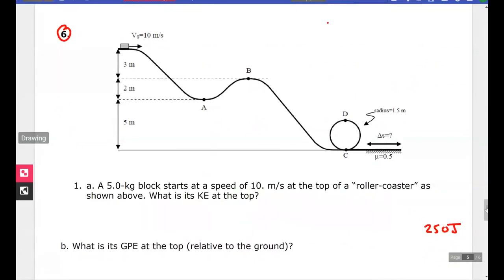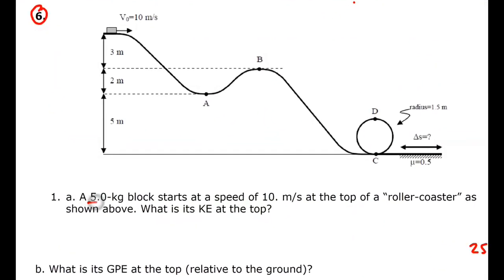All right, next problem. A 5 kilogram block starts at a speed of 10 meters per second, right here, at the top of a roller coaster, shown above. What is the kinetic energy at the top? Okay, that's easy enough. That's just a plug in.